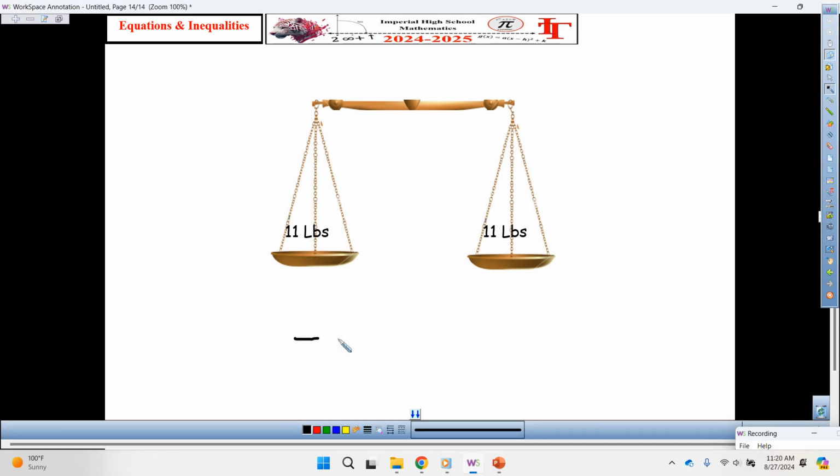Here's a table. Here's the bar of the balance scale. What symbol does that make? An equal sign. You're like, what? Yes. Now check this out.